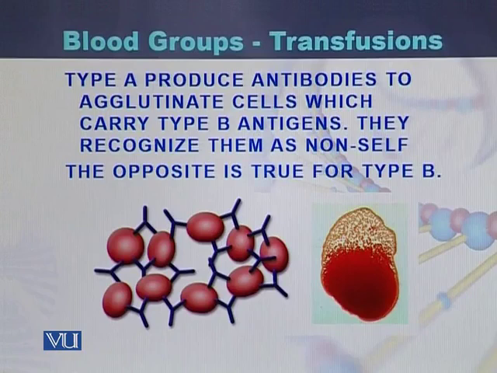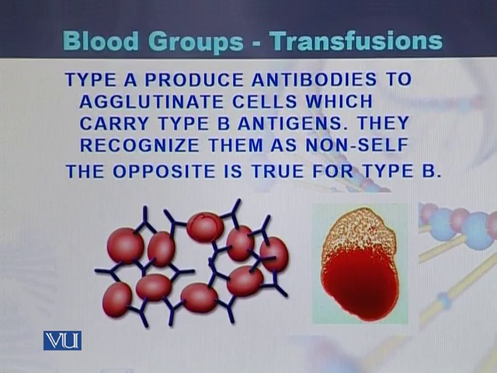So if we see in this diagram, these are the structures of red blood cells. The red blood cells contain the antigens, and antibodies attach with the antigens. In the case of blood group type A, it produces antibodies to agglutinate the cells which carry type B antigen, recognizing them as non-self. The same is the case with type B, which recognizes the other antigens as non-self.